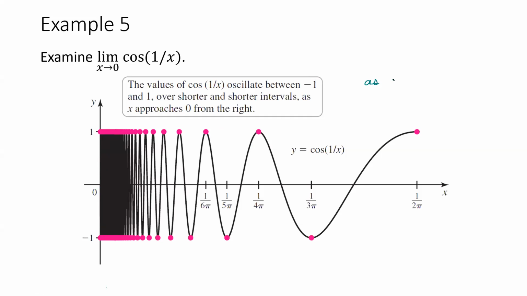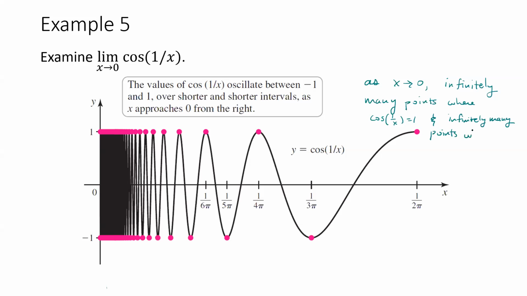So as x closes into 0, we have infinitely many points where cosine of 1 over x is equal to +1, and infinitely many points where cosine of 1 over x is equal to -1. And then, of course, it takes on all the values in between when it bounces back and forth.